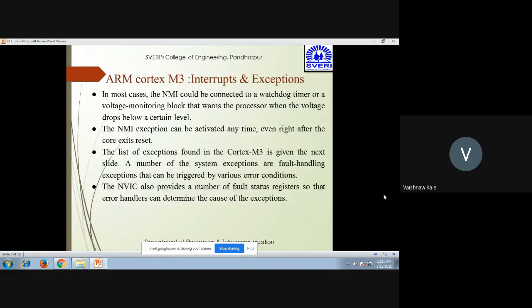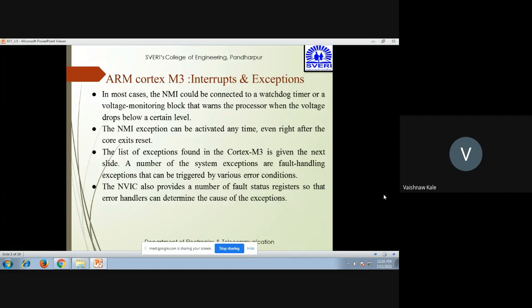Then in most cases, the NMI could also be connected to a watchdog timer. A watchdog timer is used to keep watch on every process, or to a voltage monitoring block that warns when the voltage level goes down to a certain level. The NMI exception can be activated at any time, even right after the core exits reset. So it can be activated even after you press the reset button. That is the non-maskable interrupt.